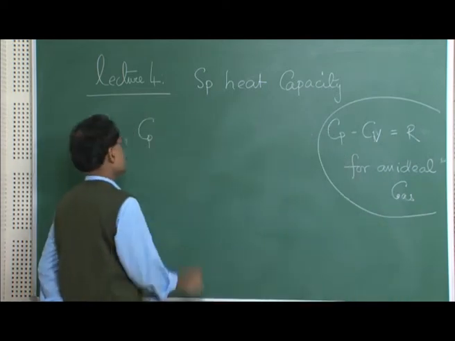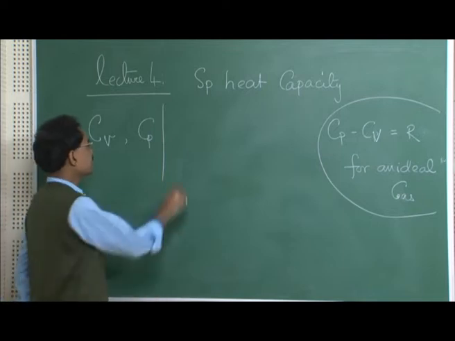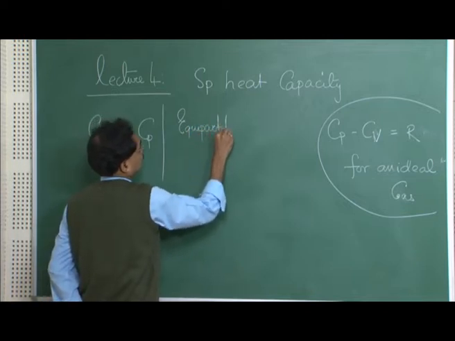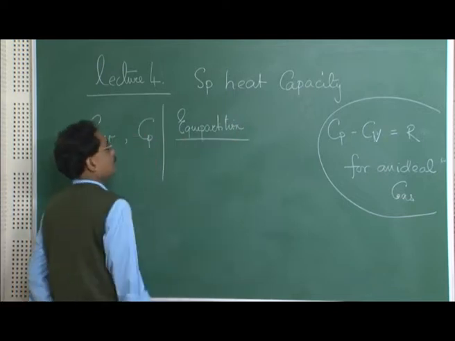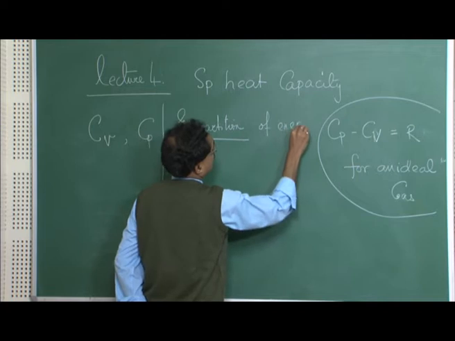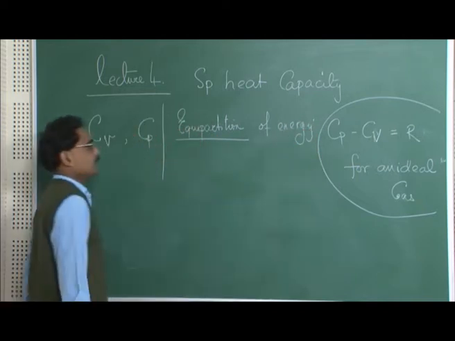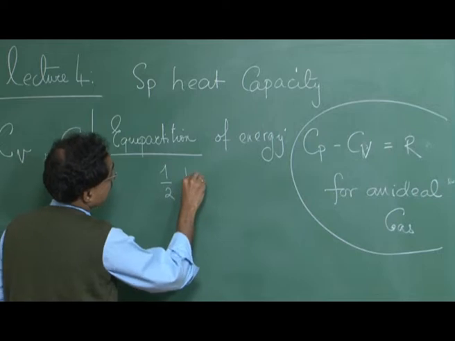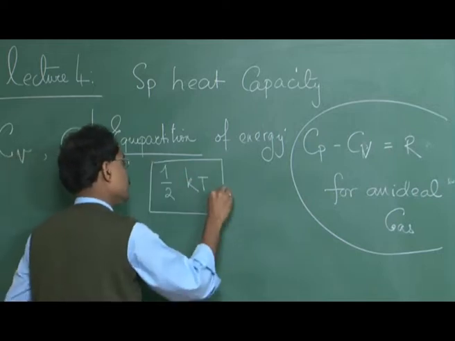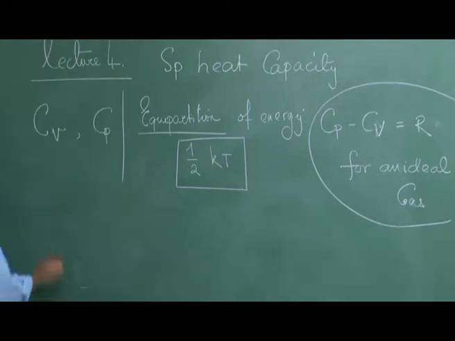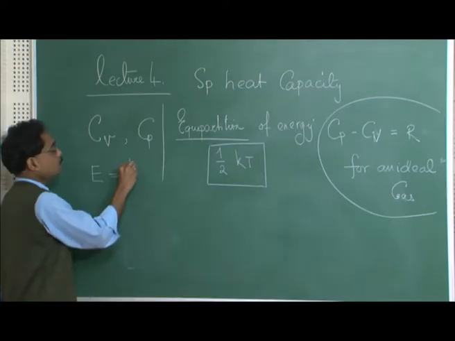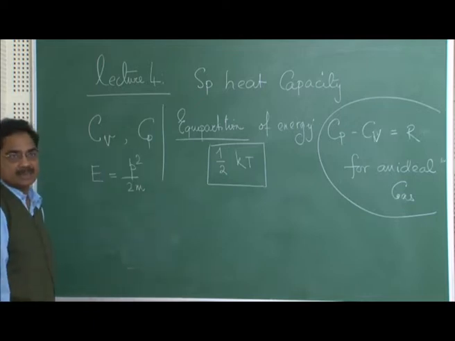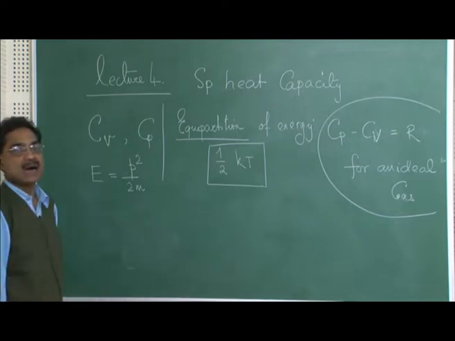3 situations we talked about. Firstly, what is most important is equipartition of energy. I said each degree of freedom contributes half kT to the energy. This is called the equipartition theorem. What is important? Energy is equal to P square over 2m.